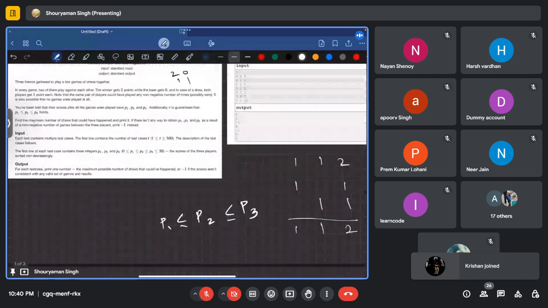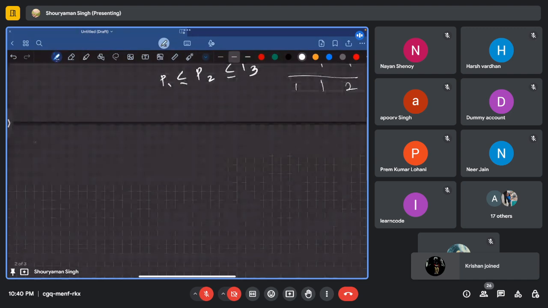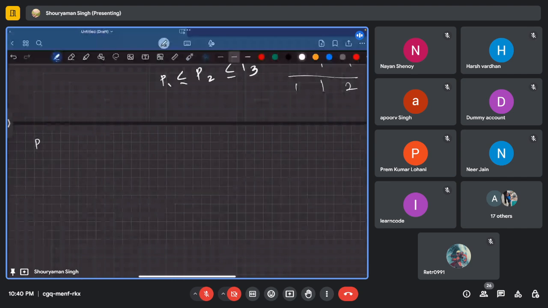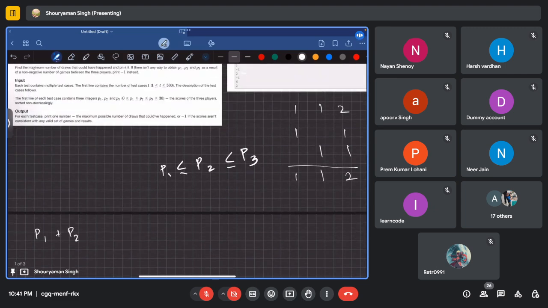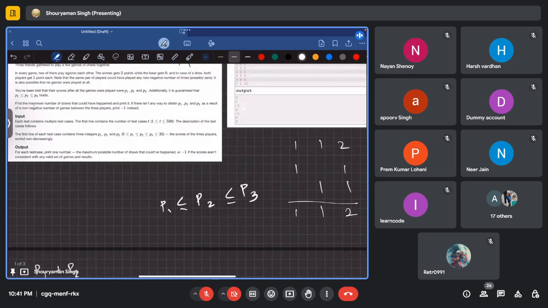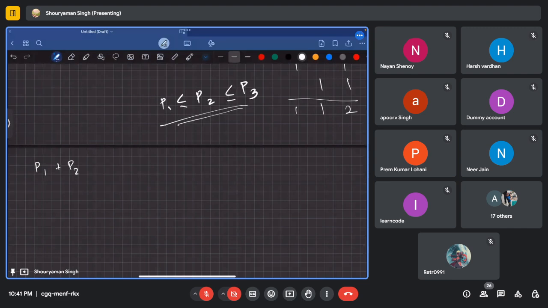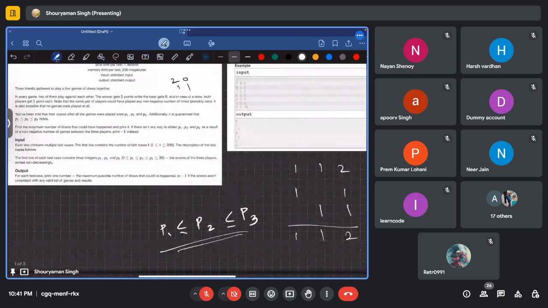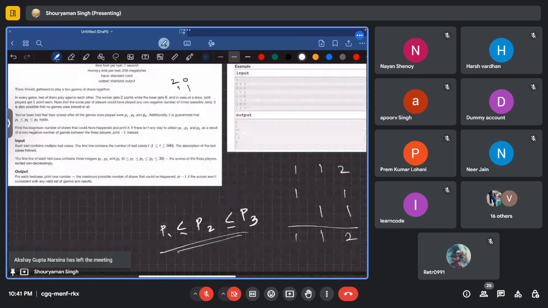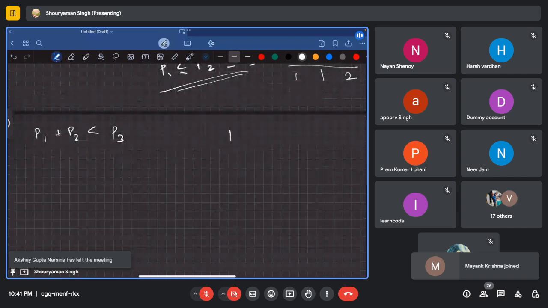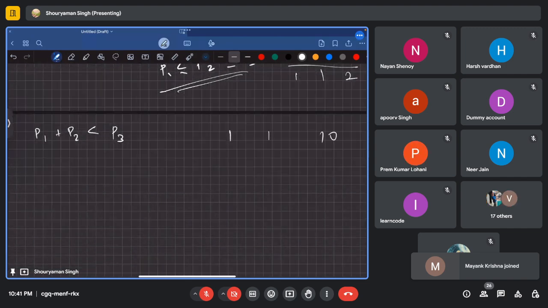Now, the question is asking for the maximum number of draws. So there will be two cases. Case number 1, when P1 plus P2, that is these two smaller ones, remember this condition, is less than P3. Let's take an example for that: 1, 1, 10. Or let's say 1, 4, 10.